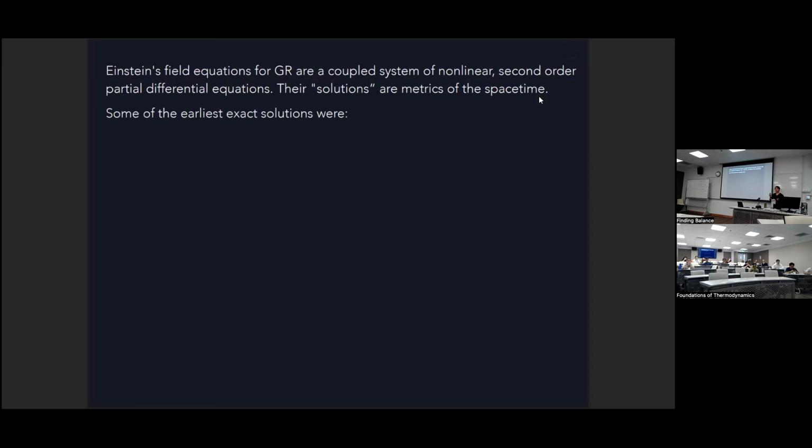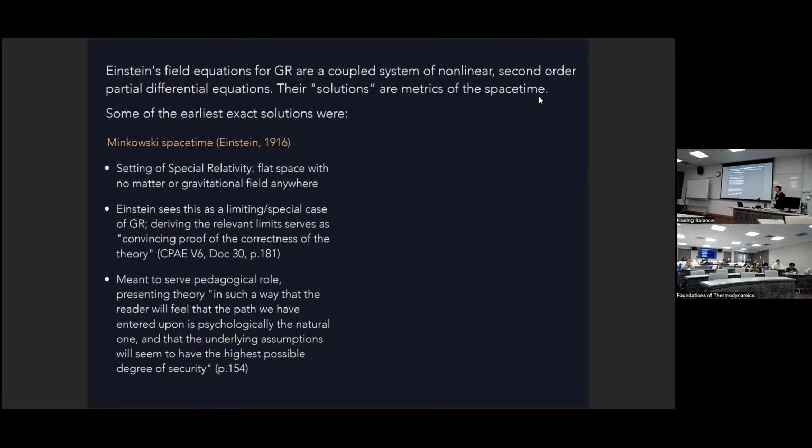So what are some of these? Some of the earliest exact solutions include derivations of something like Minkowski spacetime from the GR field equation. So this is, of course, the setting of special relativity. So we have flat space with no matter or gravitational field anywhere. And Einstein, when he is deriving Minkowski spacetime in GR, he's seeing this as a kind of limiting or special case of GR.